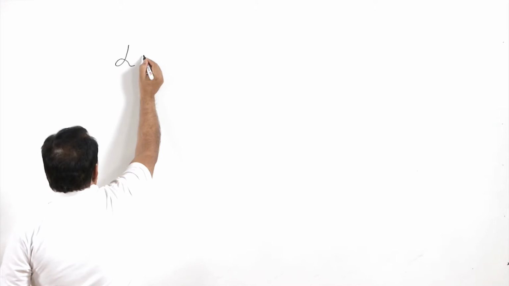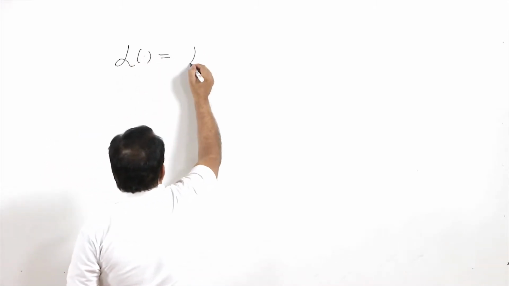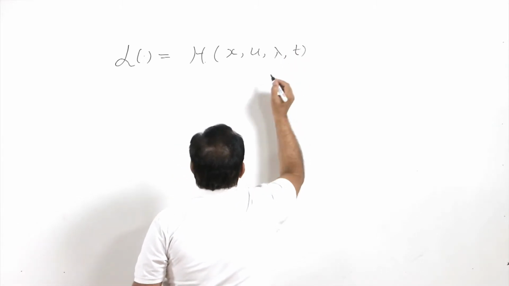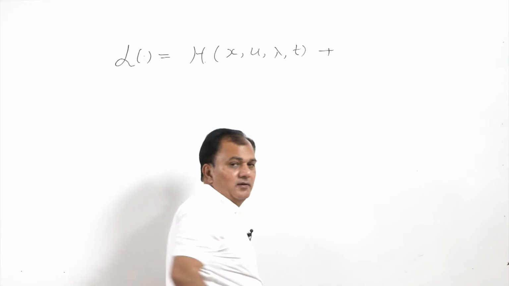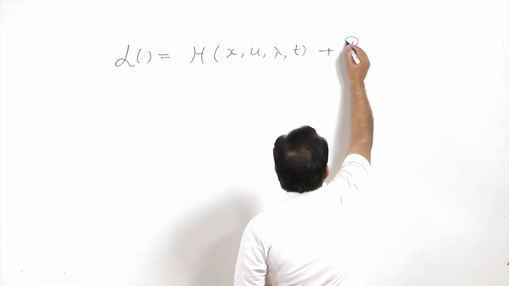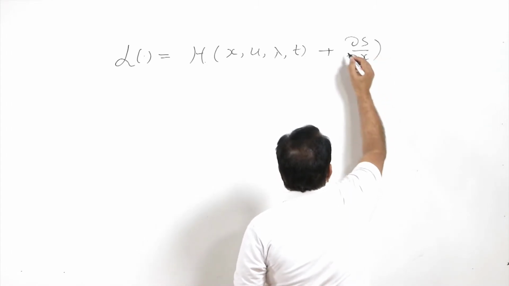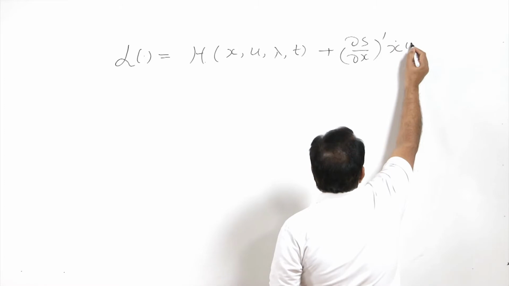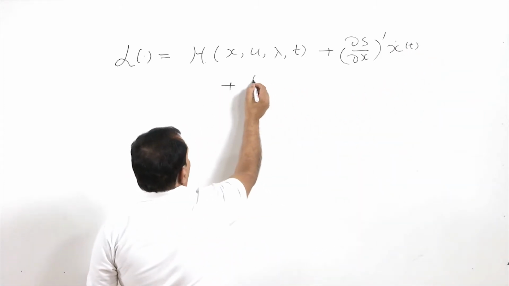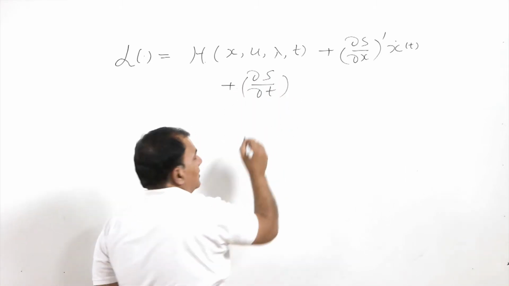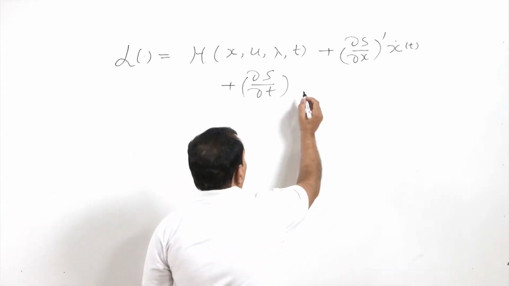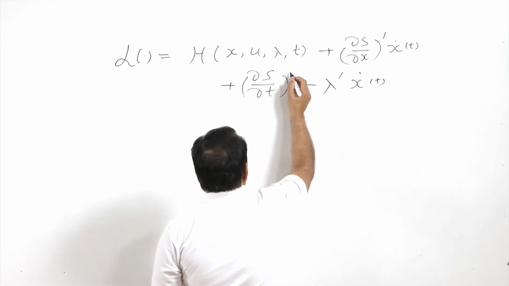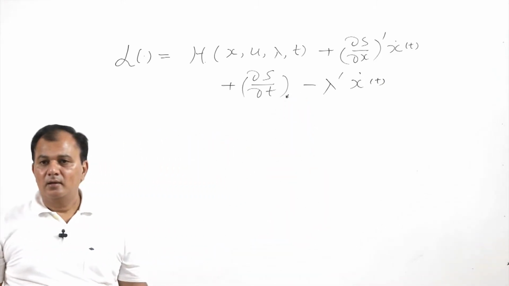See, what we are defining, L as my H, which is a function of x, u, lambda, t, plus my term with del s by del x prime x dot t, plus del s by del t, and minus lambda prime x dot of t. So, this is my L.